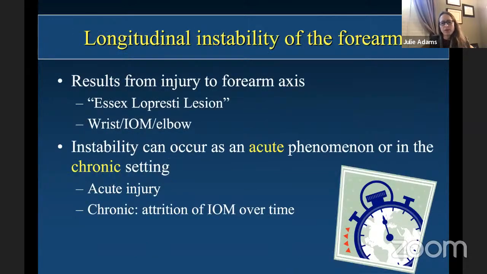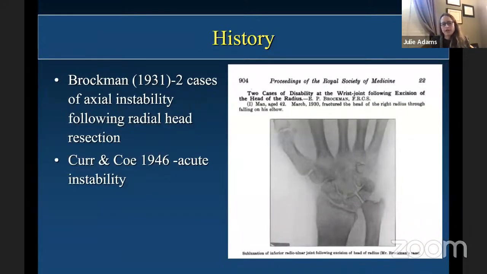When we think about longitudinal instability of the forearm, the Essex-Lopresti lesion, we think about injuries to the wrist, the interosseous membrane, forearm, and elbow. And this can happen acutely, or it can subsequently present after an acute injury with attrition of structures over time. Although we call it an Essex-Lopresti injury, he was not the first to describe this injury. In 1931, Brockman and colleagues described 2 cases of axial instability following radial head excision. And in 1946, Kerr and Co. described an acute instability pattern.